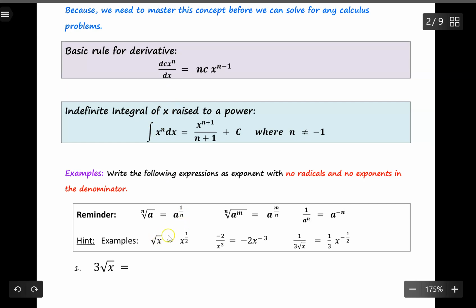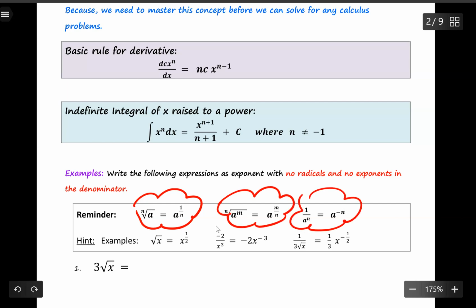Not too many functions are as simple as the square root of x, which is the parabola opening to the side. It can have a form such as -2 divided by x to the exponent 3. And you have to know how to convert this x to the exponent 3 correctly before you can apply it in calculus. Right? So I listed 3 important formulas for us to pay attention to, and they are also associated with the 3 examples that I give below here.